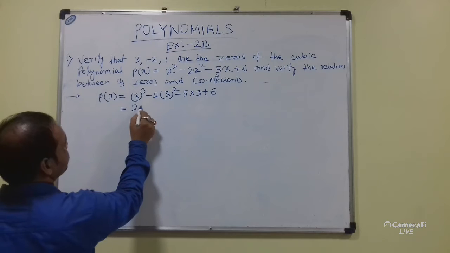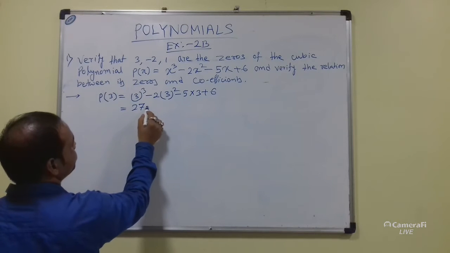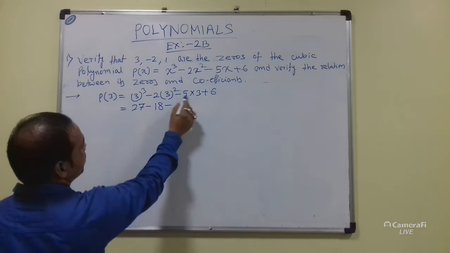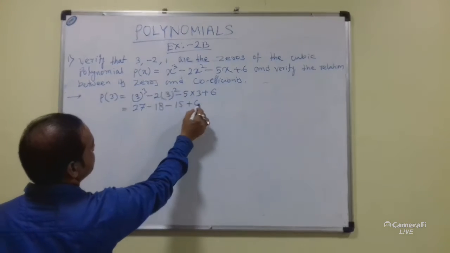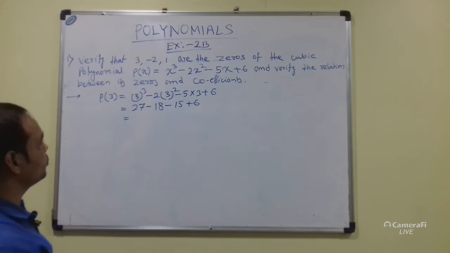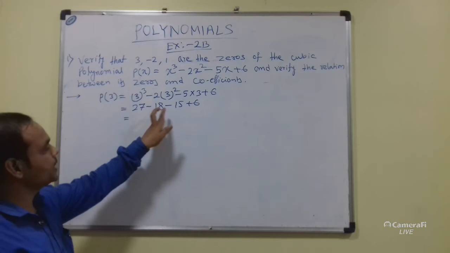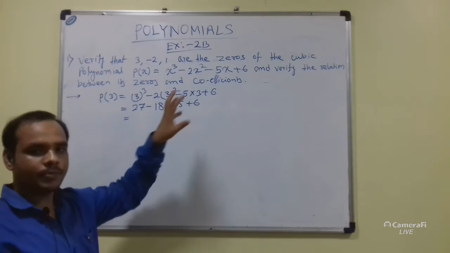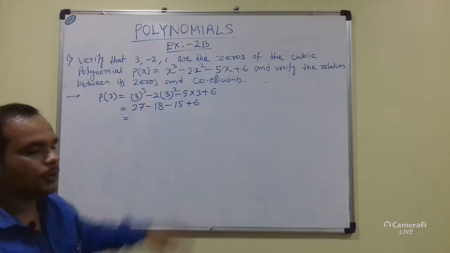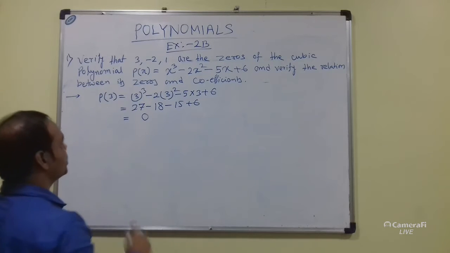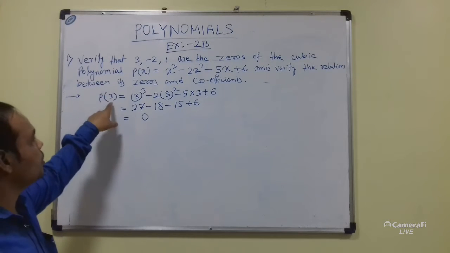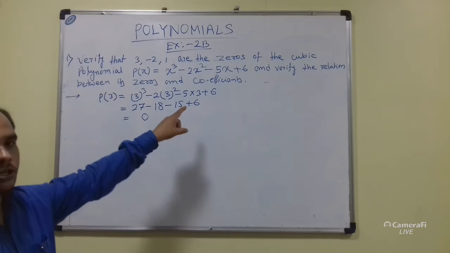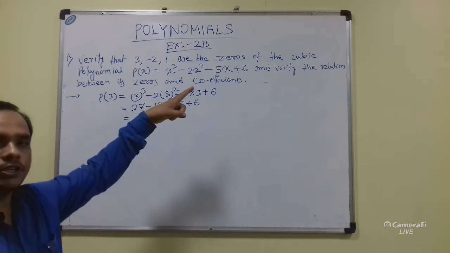Now calculate it. 3 cube means 27, 3 square is 9, 9 into 2 is 18, 5 into 3 is 15, and plus 6. It is minus 18 minus 15, which is minus 33, and 27 plus 6 is plus 33. So plus 33 minus 33 is 0. Since when we put the value of x as 3 the result is 0, that means 3 is a zero of this polynomial.